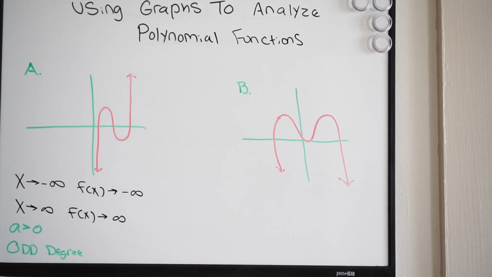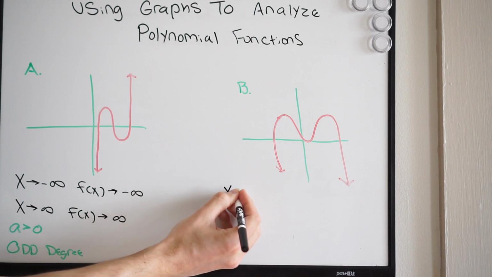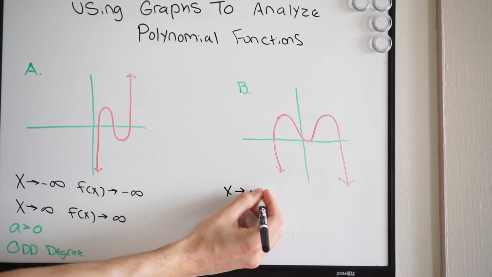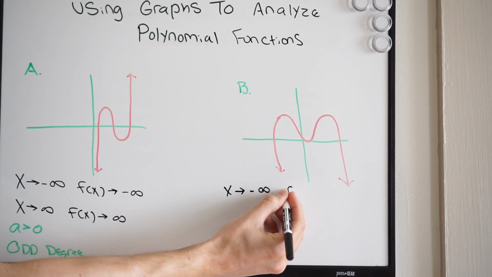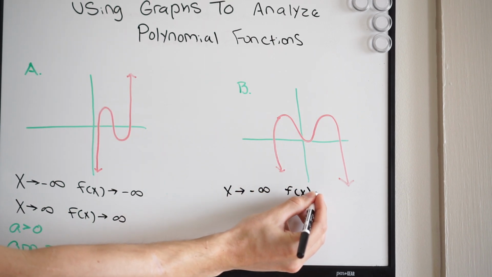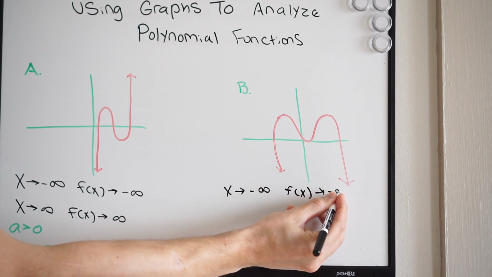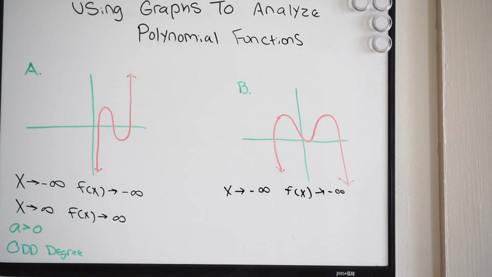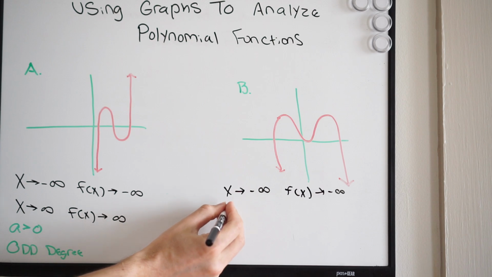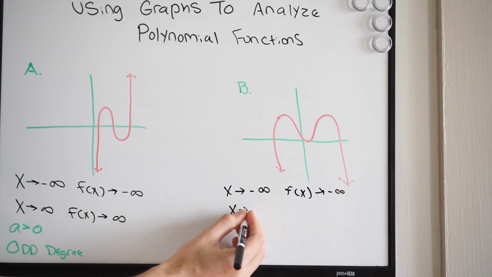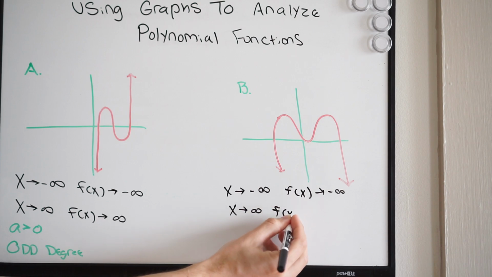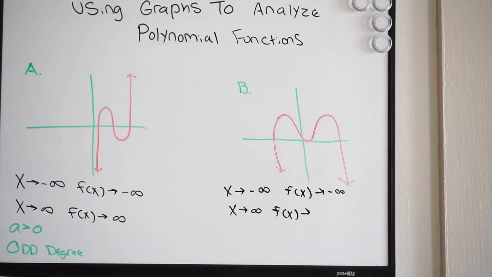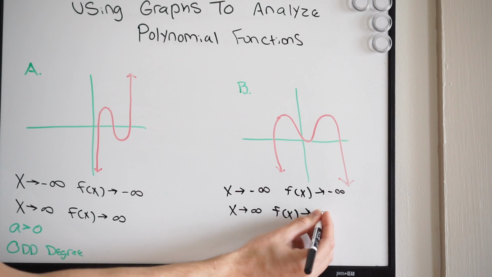So looking at B, well, as x approaches negative infinity, our function approaches negative infinity as well. Right? And as x approaches positive infinity, our function approaches negative infinity.